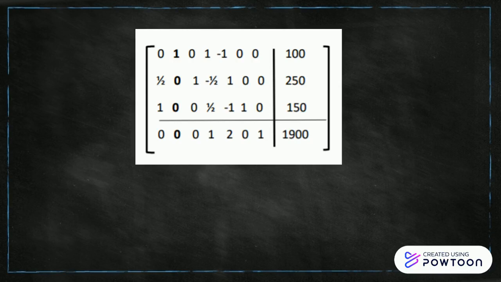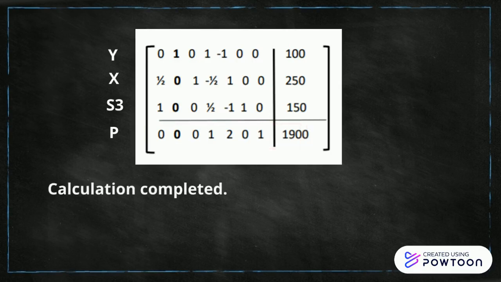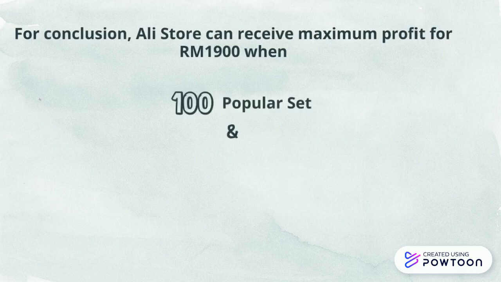The y variable is going to replace s1 as the basic variable in the first row. The other rows will retain their basic variables. Since there is no more negative value in the last row, the calculation is now complete. In conclusion, Alisto can receive a maximum profit of 1,900 when 100 popular sets and 250 grand sets are sold.